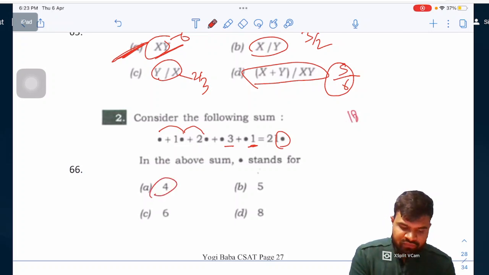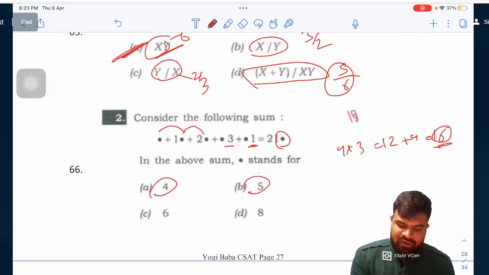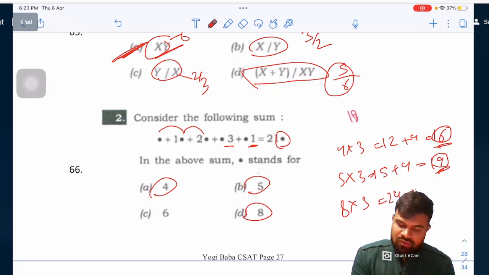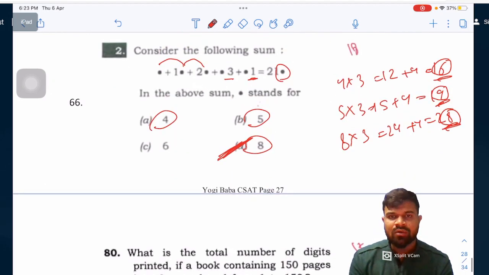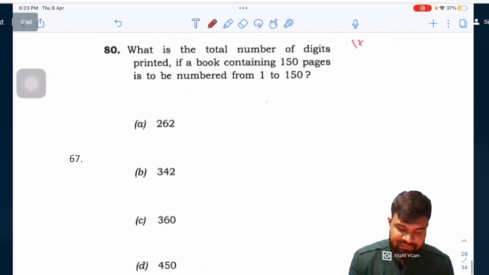So when you go for 4, 4 into 3 is 12, 12 plus 4 is 16. The last digit does not become 4. We will go for 5: 5 into 3 is 15, plus 4 is 19. The last digit does not become 5. We will go for 8: 8 into 3 is 24, 24 plus 4 is 28. The last digit becomes 8. That means 8 is the answer. This is the only way to do this: hit and try from the options, on the basis of the knowledge that we have.